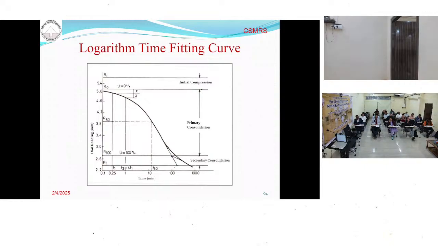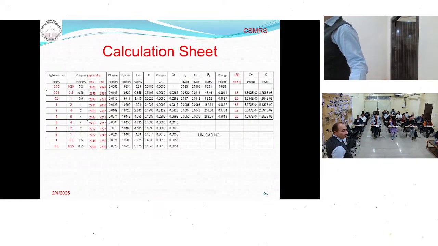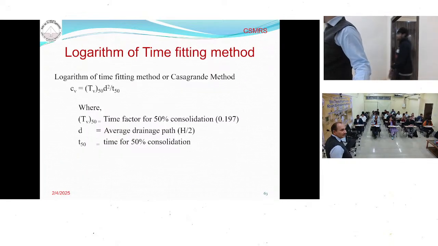Now you know the R0, you know the R100. If you take the half of that, it will give us the 50% consolidation. And where this meets the curve, it will give us the t50. This is our t50. Once you know the t50, you can determine the coefficient of consolidation.